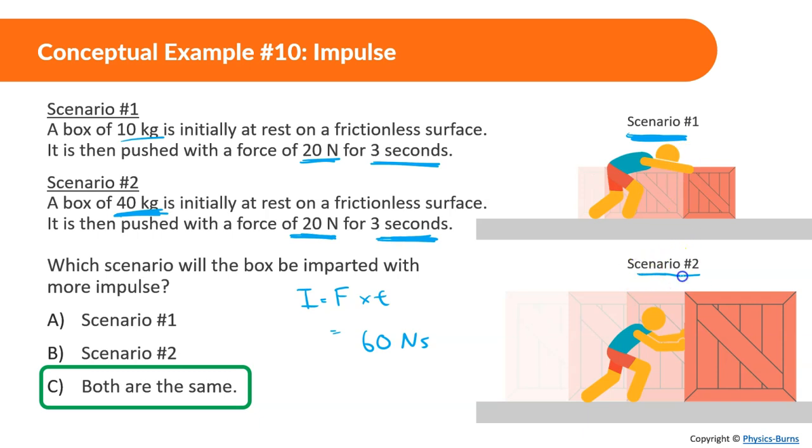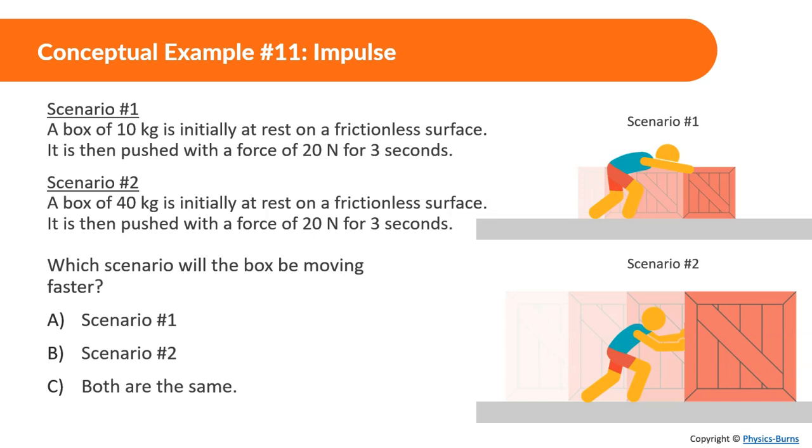Or you might be like, oh, scenario number 2, the box is bigger, so shouldn't the change of momentum be more? Well, yeah, it's bigger, but it's going to be going slower. This is smaller, but it's going to be going faster. So it turns out to be the same change in momentum.